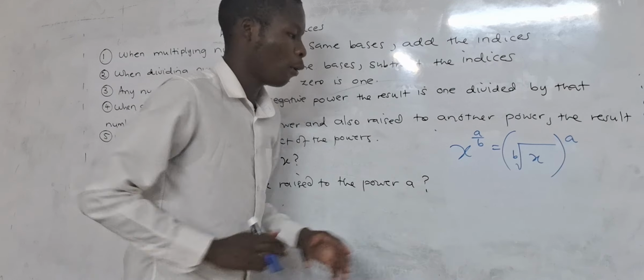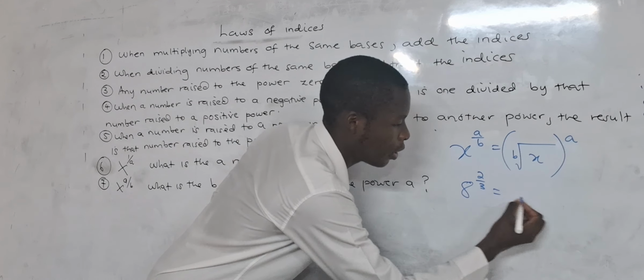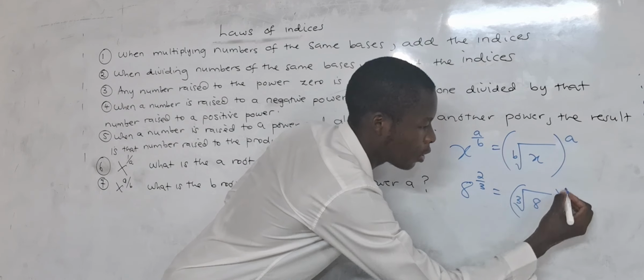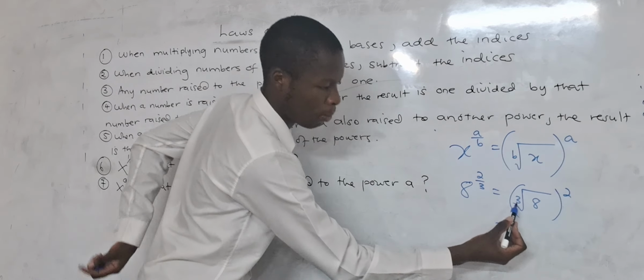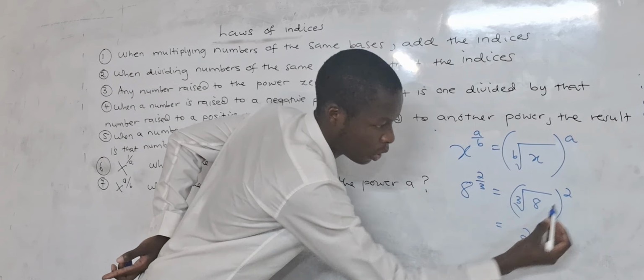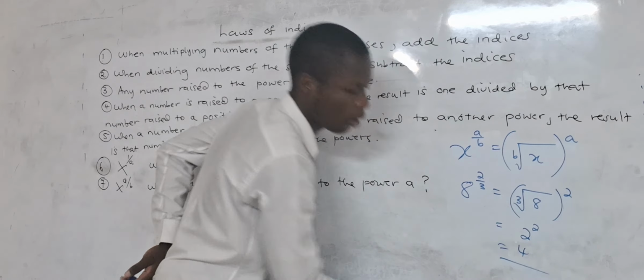For example, let's say you have 8 to the power 2 over 3. It means the cube root of 8 raised to the power 2. A number which multiplies itself 3 times and gives you 8 is nothing but 2. And you raise this 2 to the power 2. What is the answer? The answer is 4.